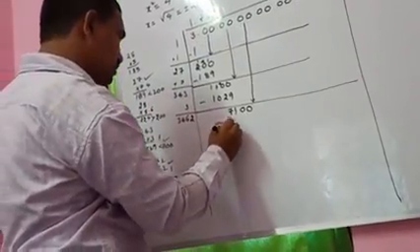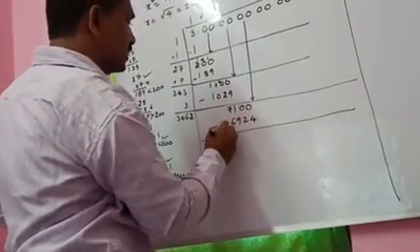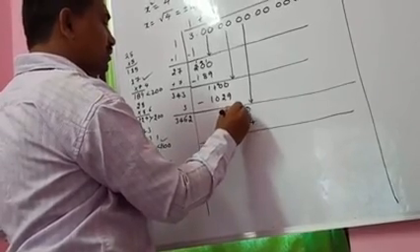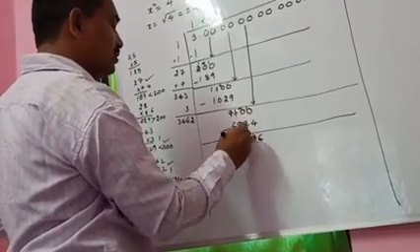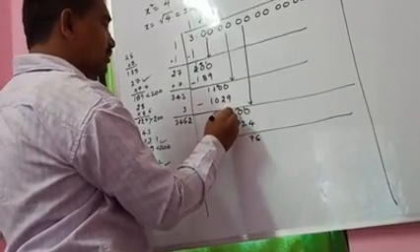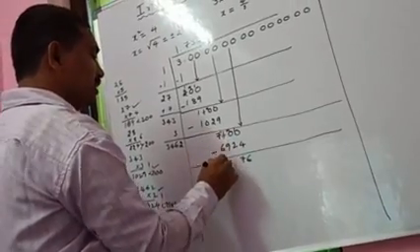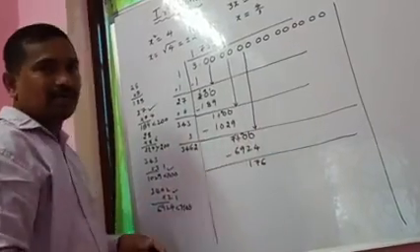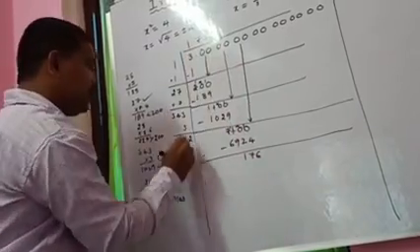What is 7100 minus 6924? Subtract. Here borrow 1, 9, 10. 10 minus 4, 6. 9 minus 2, 7. Here again borrow, that is 10. 10 minus 9, 1. So 176. Now whatever number you have written here, add with that.